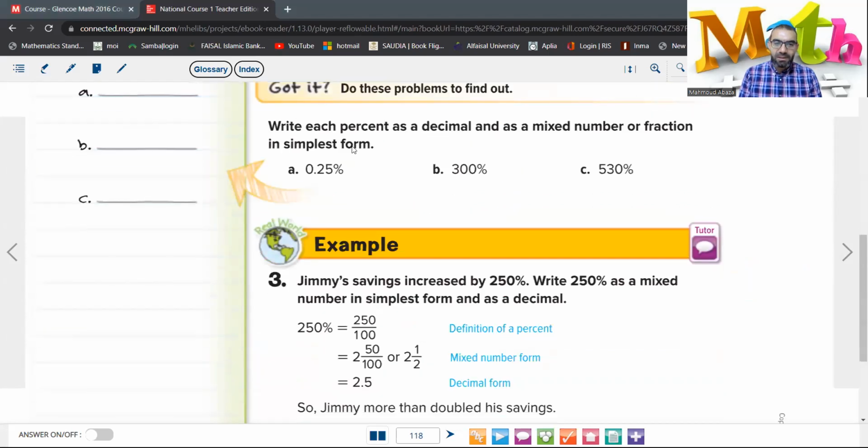Now write each percent as a decimal and as a mixed number or fraction in simplest form. So 0.25%. We need to cancel the percent sign. So I will move the decimal point to the left 2 places. So this will be 0.0025. This is a decimal.